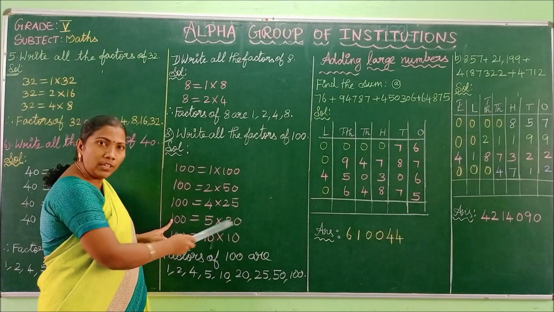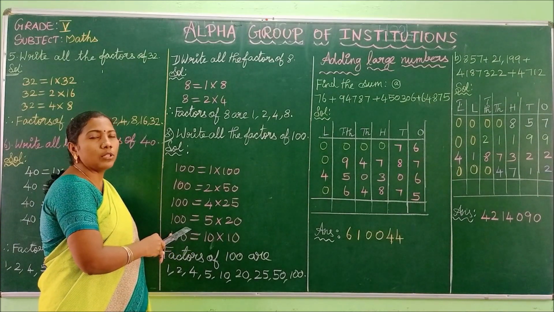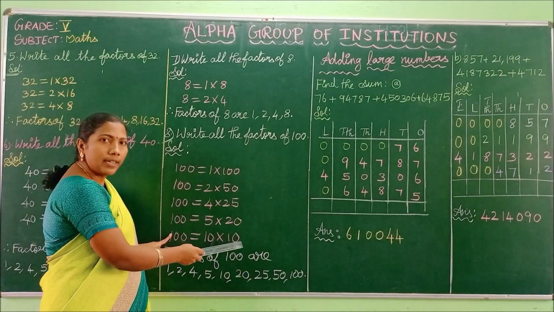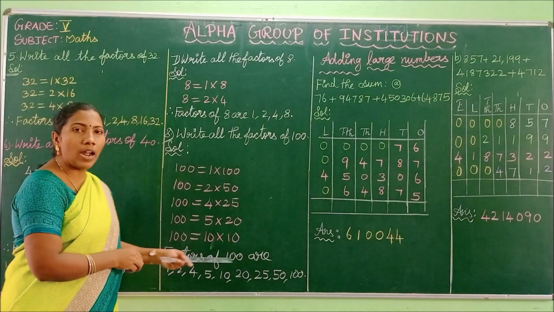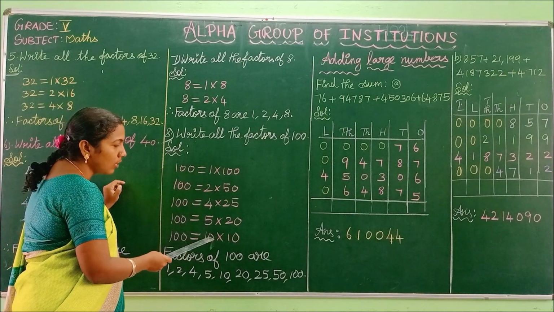100 can be written as 5 into 20. It does not come in the 6, 7, 8, 9 tables. After that 10. So you can write it as a multiple of 10. That is 10 into 10. Thus factors of 100 are 1, 2, 4, 5, 10.